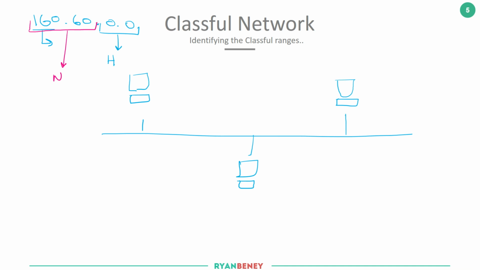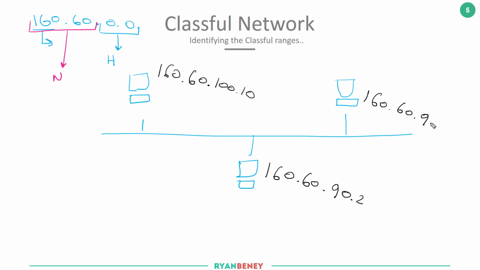What it also means is no one else is allowed to use the 160.60 IP address. That's our IP address, and that's something that we're going to be using. Now we go ahead and give some IPs to the PCs. We can give it 160.60.100.10. We can give this guy 160.60.90.2, and 160.60.90.3.